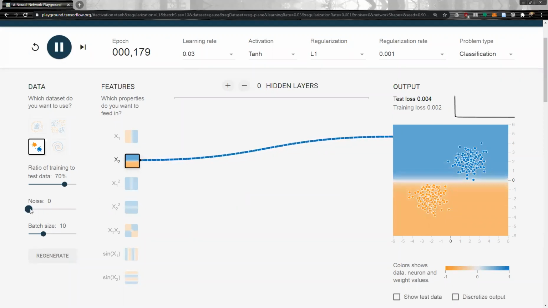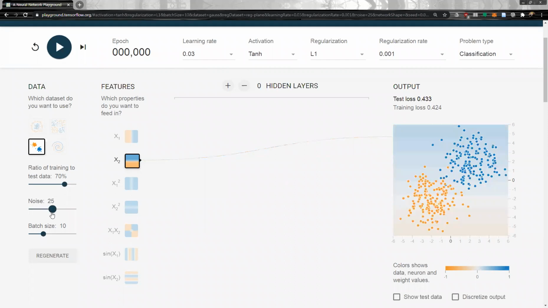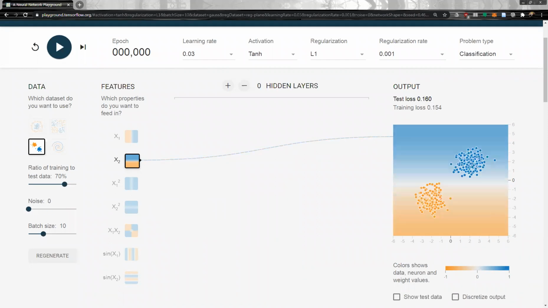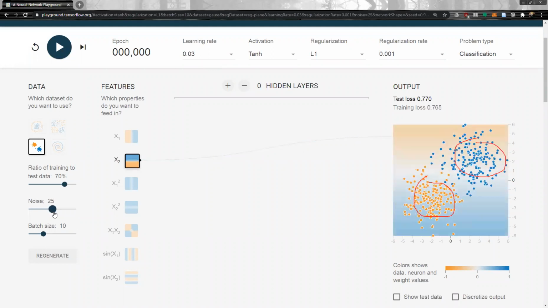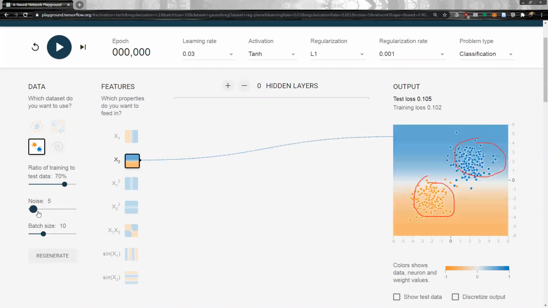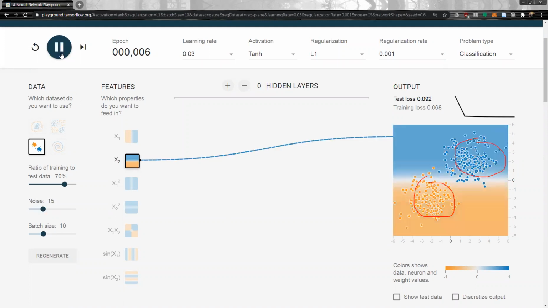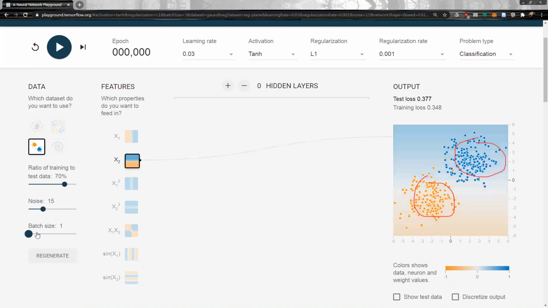We can, of course, introduce some noise. With zero noise, the data is very clean and it works so well. But if we increase the noise, then it is not so well distinguished. If we include more and more noise, of course, it is more difficult to predict. Batch size is how many samples we put for each epoch. Let's put a batch size of 10, so we put 10 data together per epoch.